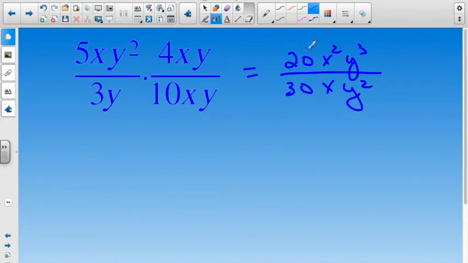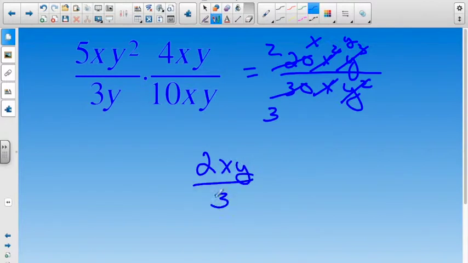Now, if we find common factors, 20 and 30 have a common factor of 10, so these are going to divide out, and I'm going to be left with 2 over 3, okay? 20 divided by 10 is 2, 30 divided by 10 is 3. I have an x squared and x. There's a common factor of x, so this is going to go away, and x squared divided by x is going to be an x. And I have a y to the third and y squared. Again, I can divide y squared out of both of these, and this is going to leave me with a y on the top. So when I simplify this, this becomes 2xy over 3.